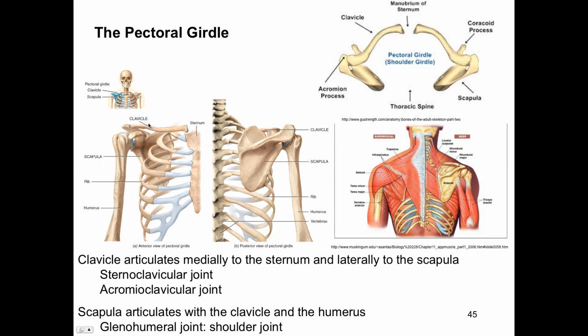So now we're talking about the girdles, we're talking about the appendicular skeleton. The clavicle is going to articulate with the sternum and laterally with the scapula, all right? So you've got 2 joints, the sternoclavicular joint and the acromioclavicular joint. And then the scapula is going to articulate with the clavicle and the humerus. And then you've got the glenohumeral joint, which is your shoulder joint, all right? So that's right here, the glenohumeral joint.